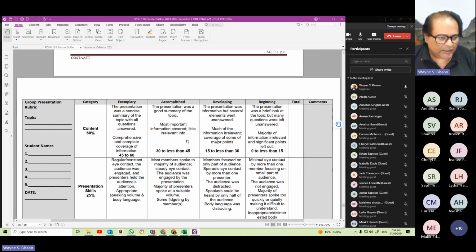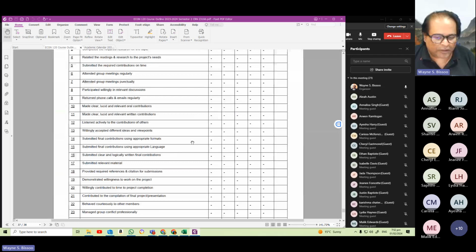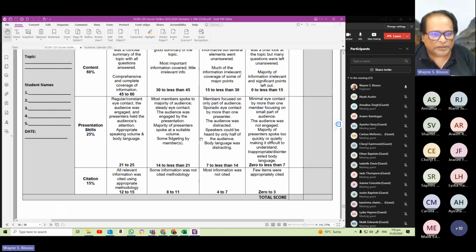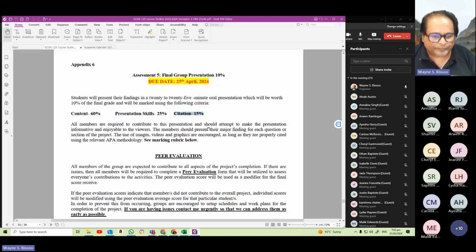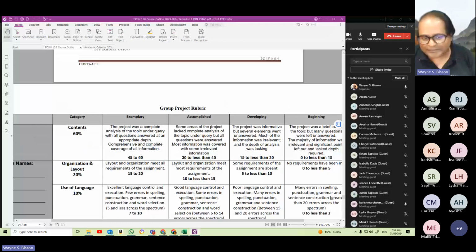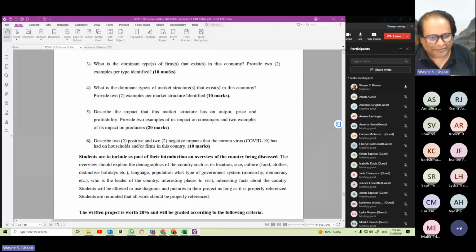So you look at the rubrics for all the marking for these activities across the board. Any questions about this last assignment that is split into two elements? Awesome. Everything's okay? We understand everything?